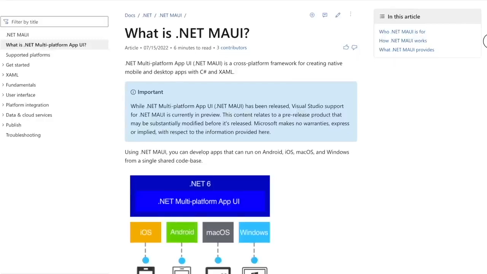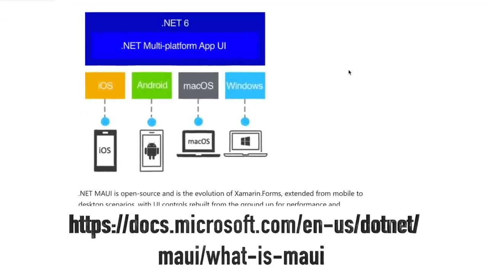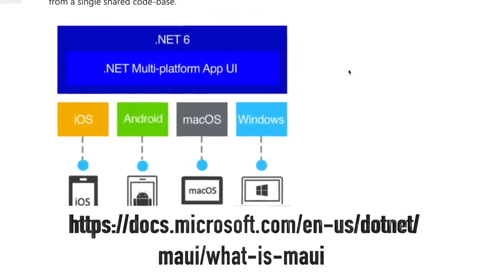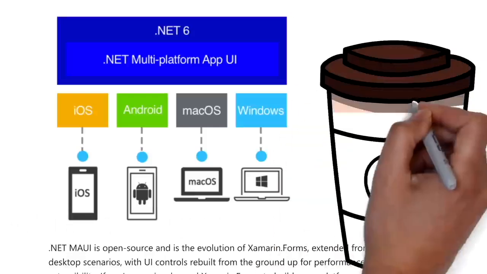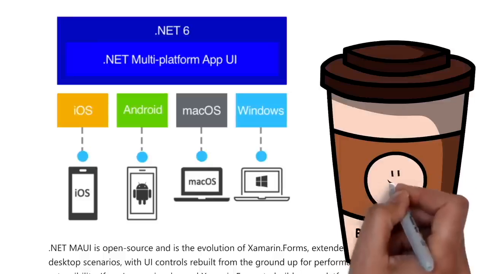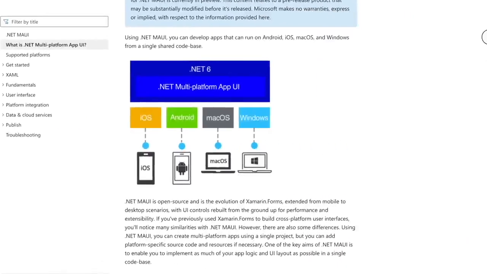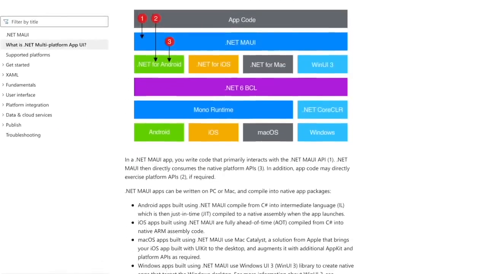.NET MAUI. There is significant investment in .NET MAUI for .NET 7. .NET Multi-Platform App UI, .NET MAUI, is a cross-platform framework for creating native mobile and desktop apps with C# and XAML. Using .NET MAUI, you can develop apps that can run on Android, iOS, macOS, and Windows from a single shared codebase. .NET MAUI is open source and is the evolution of Xamarin Forms. With the release of .NET 7, you can expect performance improvements and better tooling in .NET MAUI.